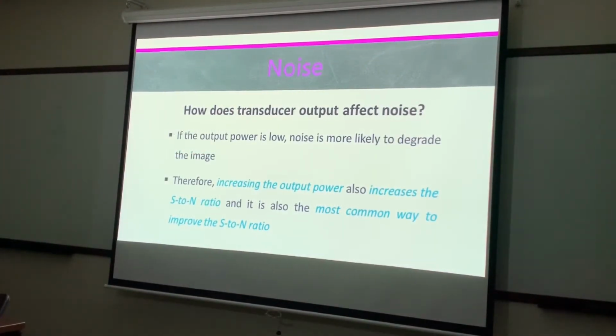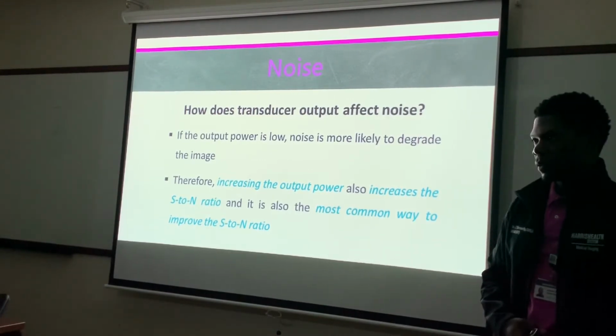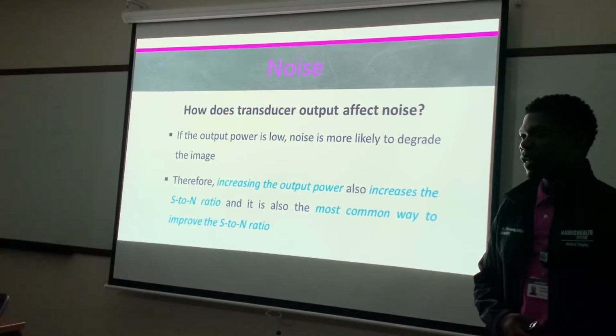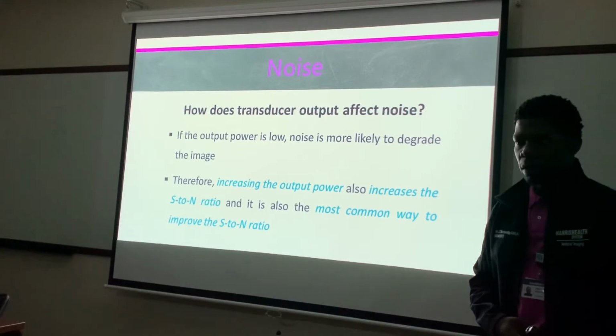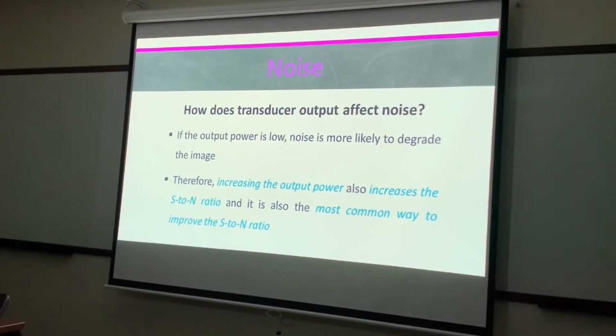So, how does transducer output affect noise? If the transducer output is low, noise is more likely to degrade the image. If our transducer output is on the lower voltage, we're going to have more noise. Why? Because we're sending out weak signals, and we're going to get back weak reflected signals. Remember, noise consists of low level echoes coming back to the transducer. Therefore, increasing the output power also increases the signal to noise ratio, and that's the most common way to improve the S to N ratio. We always want more signal than noise, all the time. The way we improve that is by increasing our output power, our acoustic power, our pulsar power, and all the other synonyms associated with transducer output.